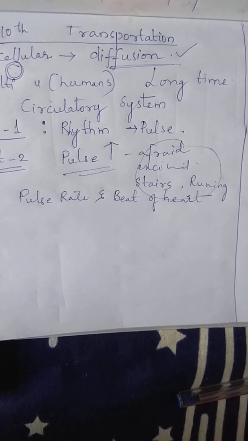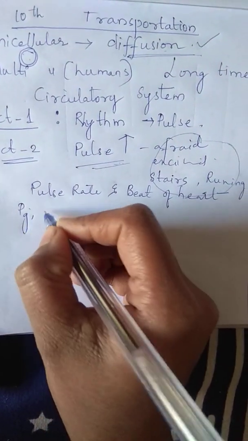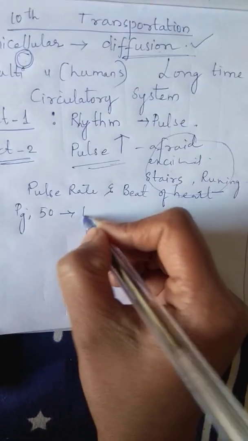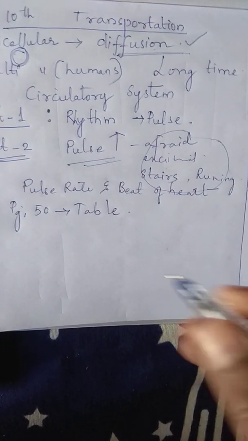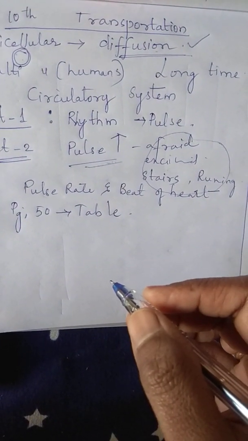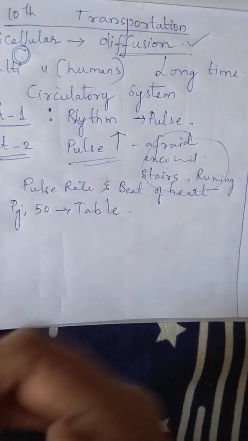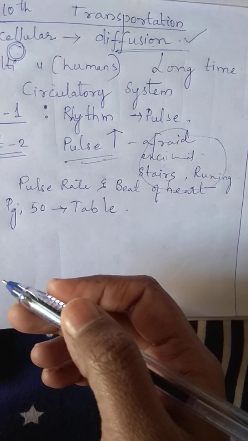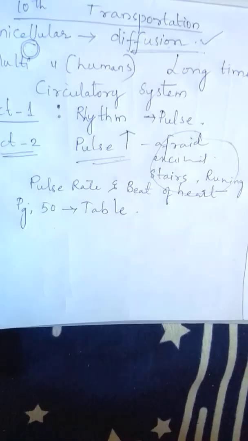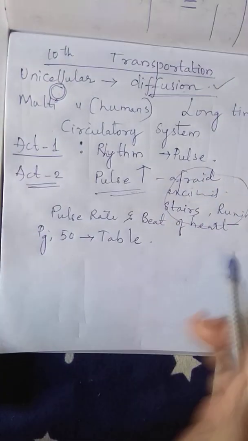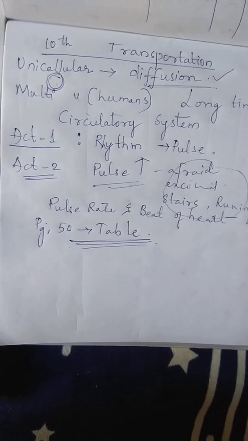And we have a table on page number 50 in the textbook. On page number 50, you have a table indicating the variation of pulse rate. In newborn babies, what is the pulse rate? In infants, what is it? Children about 10 years and adult athletes. What is their heartbeat? The table is there. You write that table in the assignment as homework.